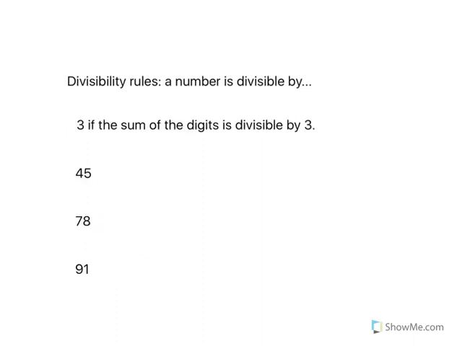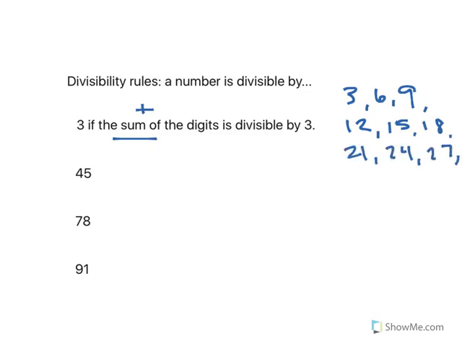A number is divisible by 3 if the sum of the digits is divisible by 3. So we have to do a couple things here. First, we have to find the sum of the digits, meaning we have to add the digits up. And then we need to ask ourselves, is that divisible by 3? Okay, so numbers that are divisible by 3: 3, 6, 9, 12, 15, 18, 21, 24, 27, 30. We could keep on going. But I'm going to show you a trick that if you feel like you have to keep on going, you can actually just keep adding your digits over and over and over again.